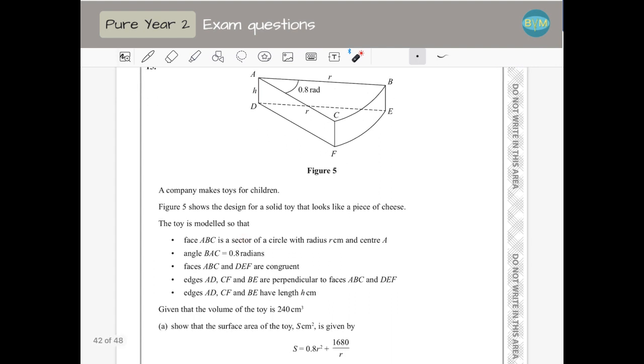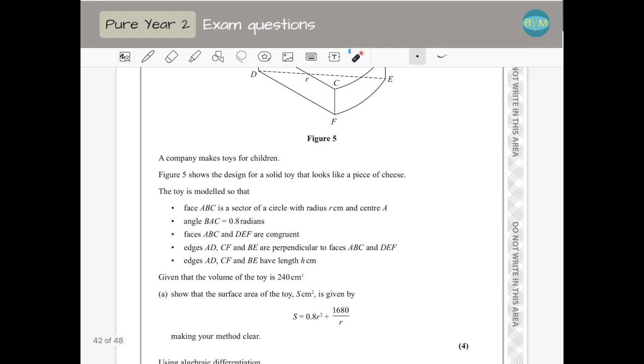They tell us a few things that are very clear in the figure. You know the angles, you know the size, and the volume of the toy is 240. I wouldn't ignore this because we are going to use it. Show that the surface area of the toy, S in centimeters squared, is given by this formula.